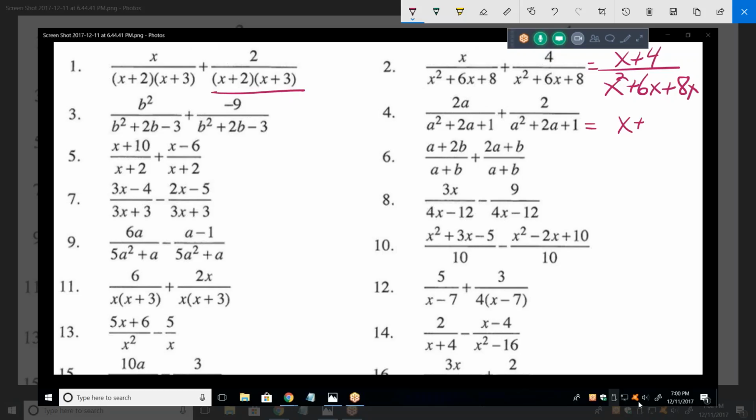So, factor that denominator. Both signs are addition, so then it's 4 and 2. So the answer is 1 over x plus 2.